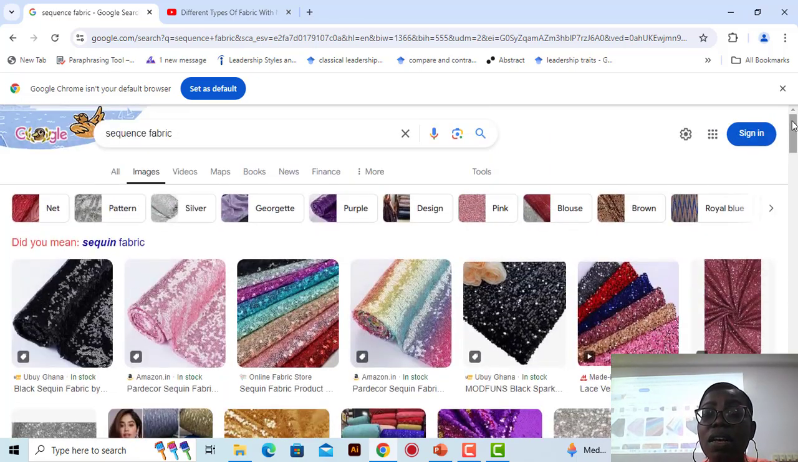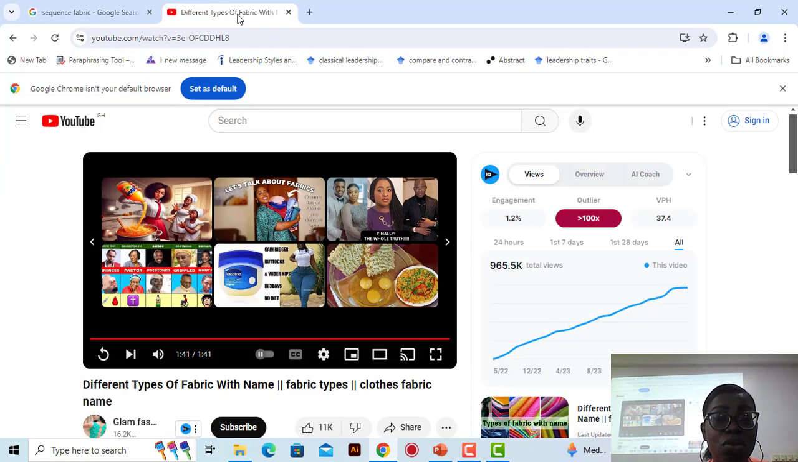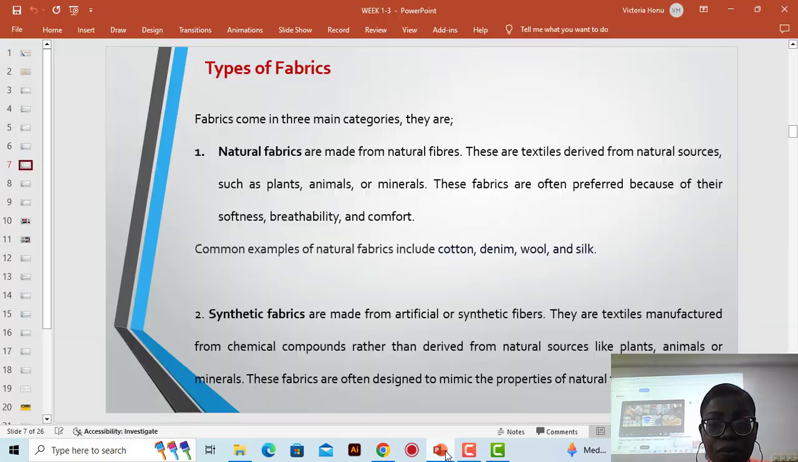So we have some sequence fabric. Now that I know, if I see such videos, I'll send them to you. Some are on Instagram and all that. So I'll see how best I can forward some to you on your pages.